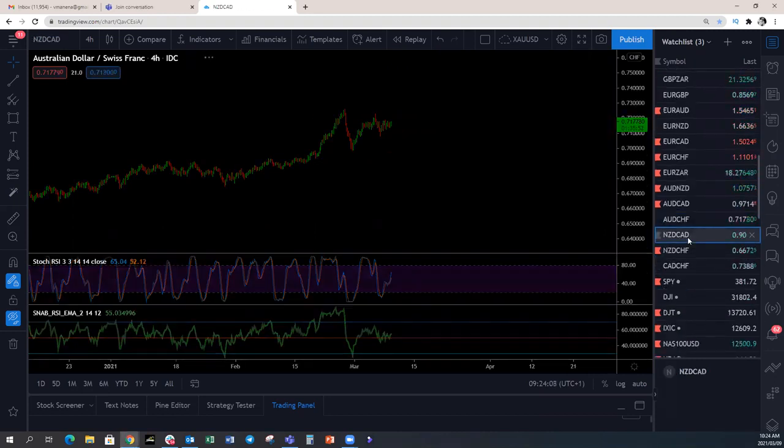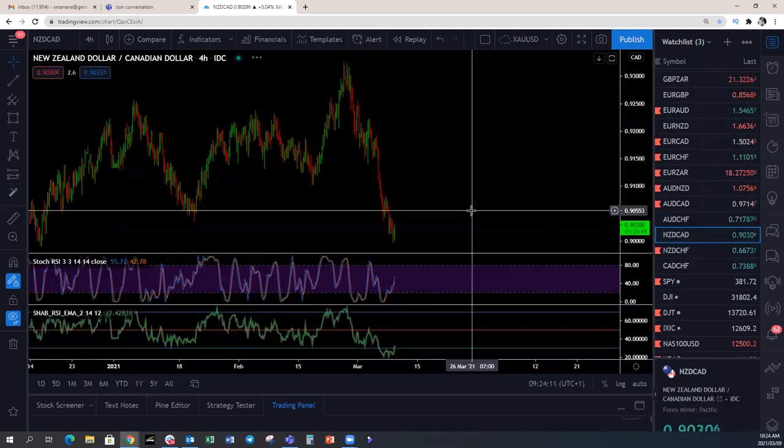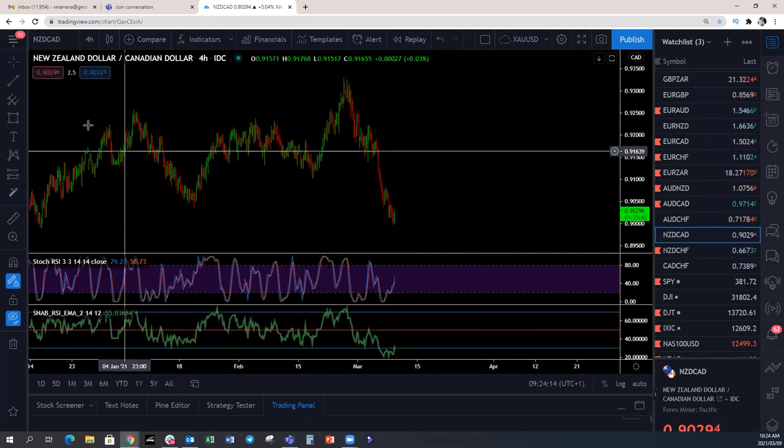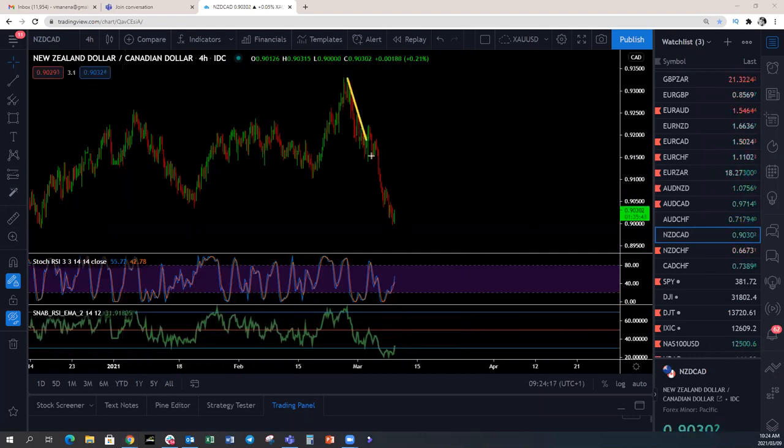NZD/CAD. Can we start getting a bounce here? They've all made these sharp three-wave moves, very sharp three-wave moves. Now the question is whether it is time for this to reverse. The RSI is still below 50, so we cannot tell at this stage. So we're waiting to see what we're going to have as a setup here, whether we're going to get that upside.